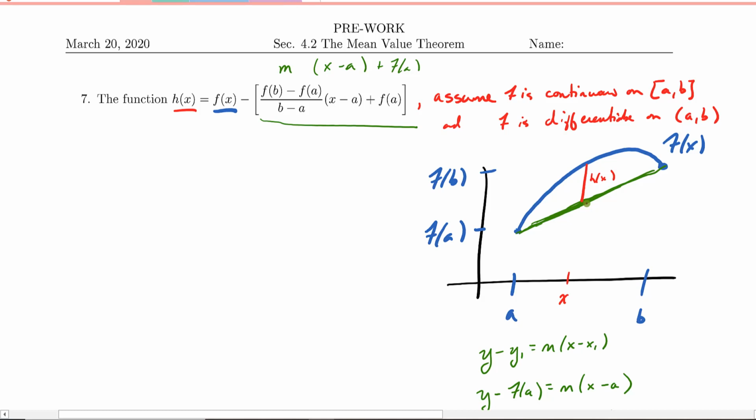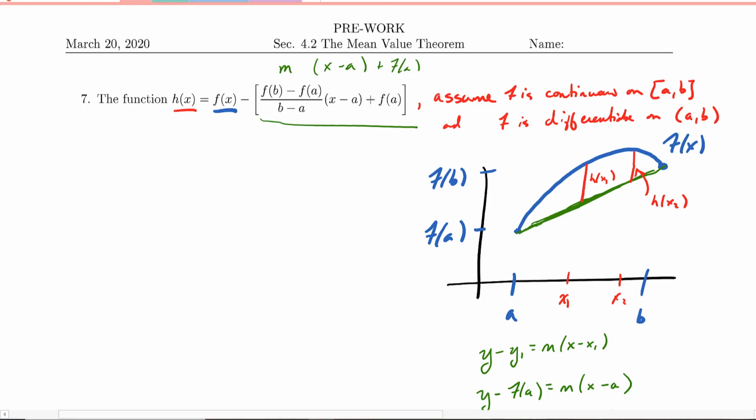So that's maybe for one x value, let's call that x1. If we did it for a different x value, say x2, what would h of x2 be? h of x2 would be this distance right here. So h of x is a function that for any x coordinate between a and b tells you the difference between the blue line and the green line at that given x value. Okay, so let's see what we can notice about this function.